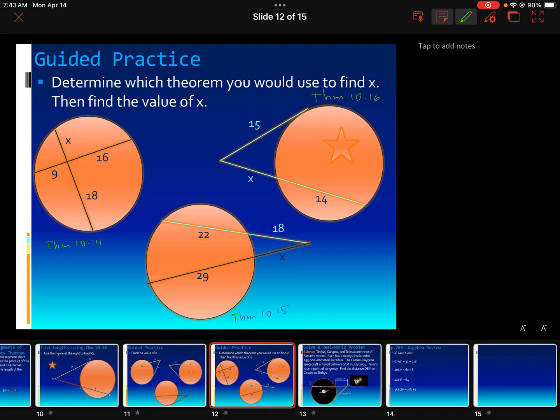I'm going to do the one on the left first. I'm going to do 9 times 16. I'm going to set that equal to 18x. Okay, now 9 times 16, I'm going to see what that equals. It gives me 144. I need to divide that by 18. Okay, so x equals 8.